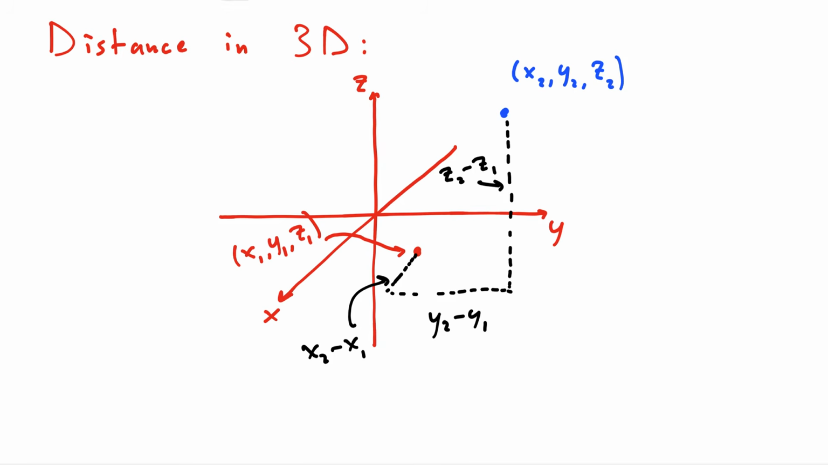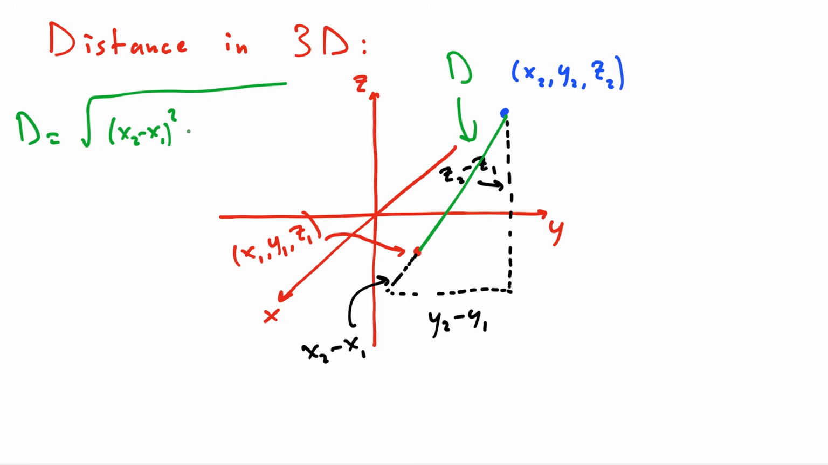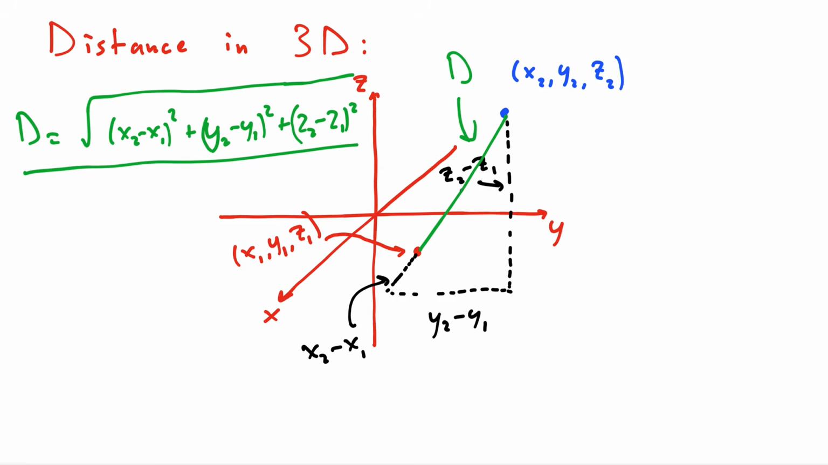We want the distance straight between these two points. We can find that using the following equation. This distance, we'll call it d, is equal to the square root of (x2 minus x1) squared plus (y2 minus y1) squared plus (z2 minus z1) squared. This equation essentially is a generalization of the Pythagorean theorem. This is the Pythagorean theorem in three dimensions. And this is how to find the distance between two three-dimensional points.